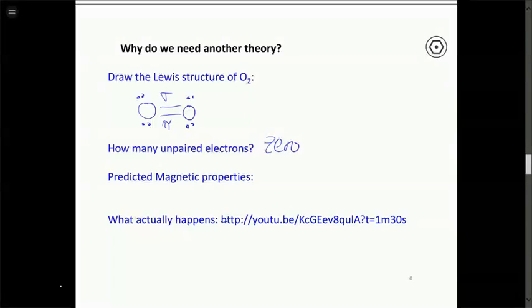When you draw Lewis structures, you assume that all of these lone pairs are in fact paired electrons, with one spin up and one spin down, so you count no unpaired electrons in this case. Then we can predict the magnetic properties. We're going to talk more about magnetic properties later, but whenever you have 0 unpaired electrons, it's what you call diamagnetic.